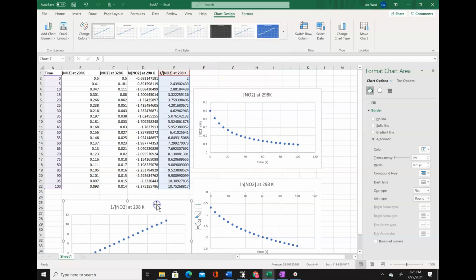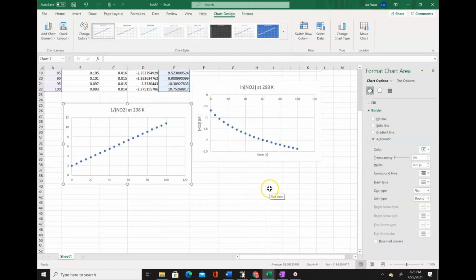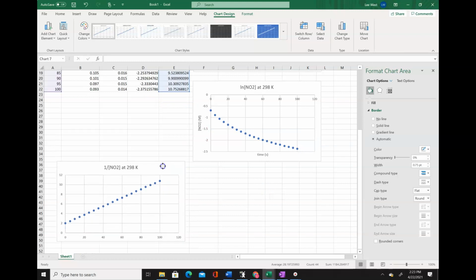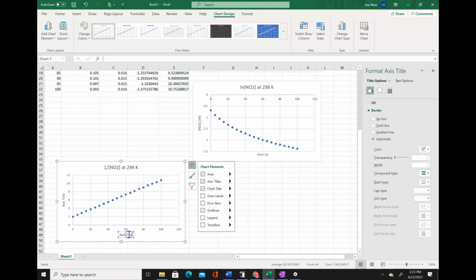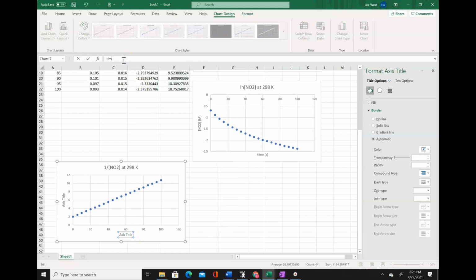It's a straight line. Okay, so again, I want to include my axes titles. I always want to do that. So axes titles, click on that. That's going to be time in units of seconds. And this one here is going to be 1 on the concentration. Oh, I just realized an error I made there. 1 on the concentration of NO2, and that's going to have units of 1 on molarity.